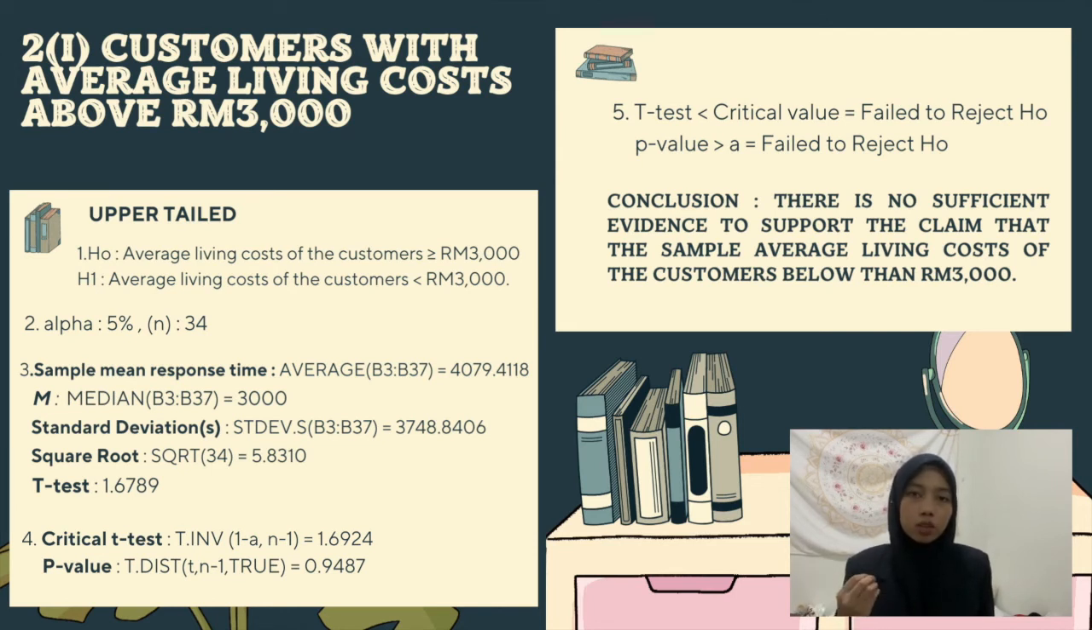Lastly, drawing the conclusion. From all the steps that have been calculated, the t-test is lower than critical value and we fail to reject H0. Meanwhile, p-value is greater than alpha, which means also fail to reject H0. Therefore, there is no sufficient evidence to support the claim that the sample average living cost of the customers is lower than 3,000.